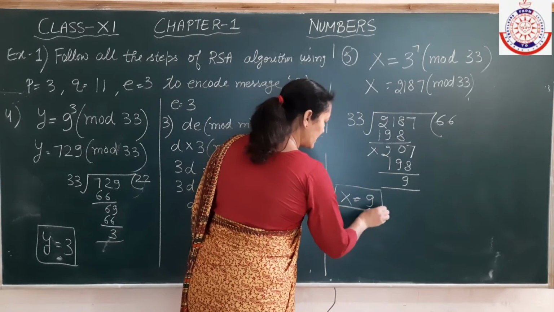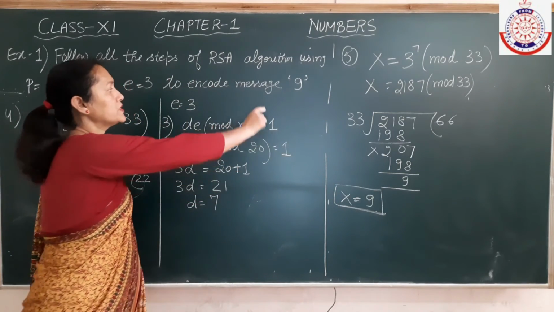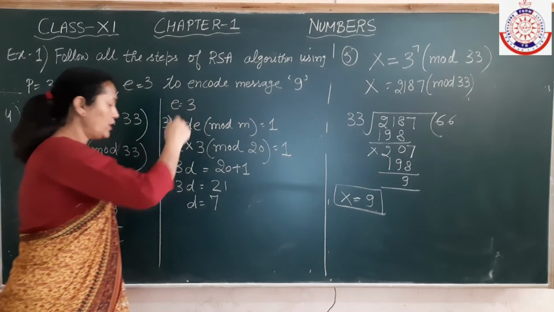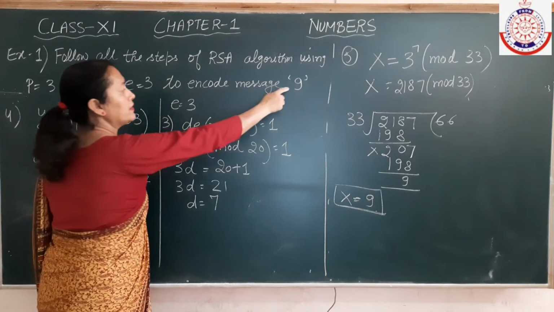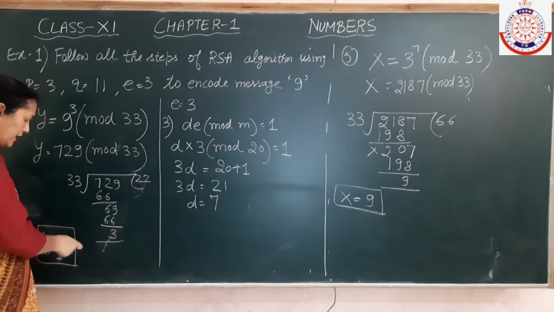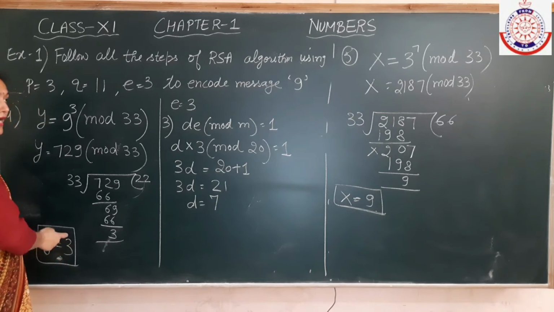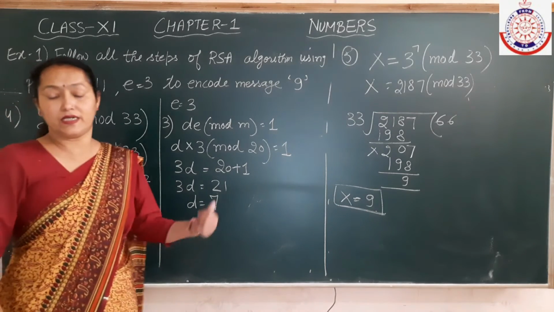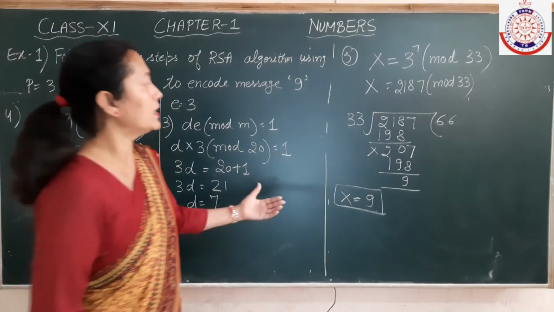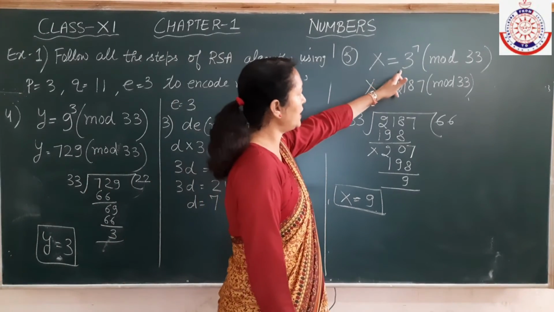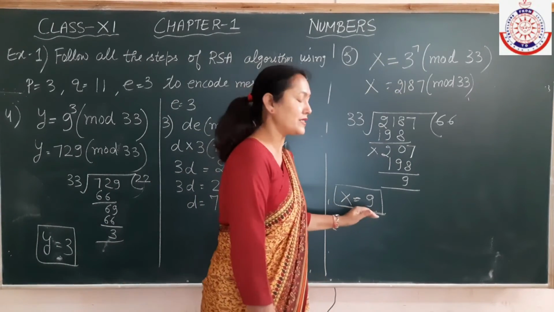So what is this? This is the original number. This is the original number 9. So for 9, the secret code is 3, and if we decrypt the data again, for 3 we have again got back the answer as 9.